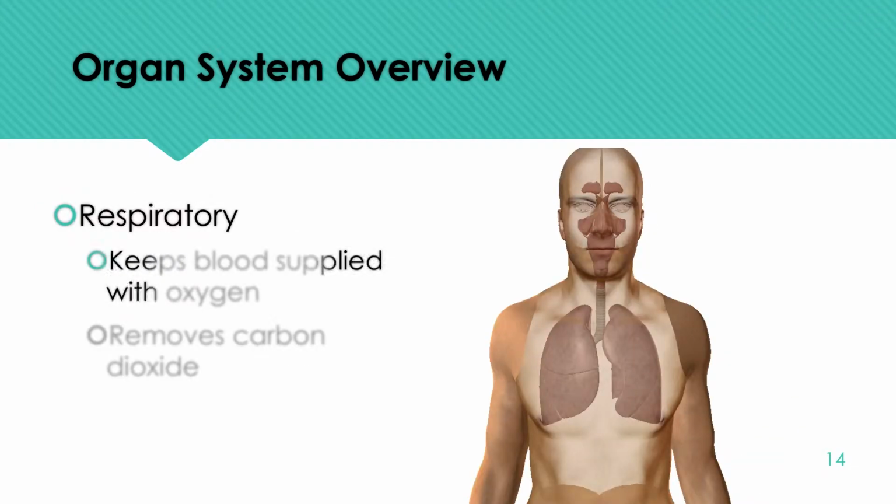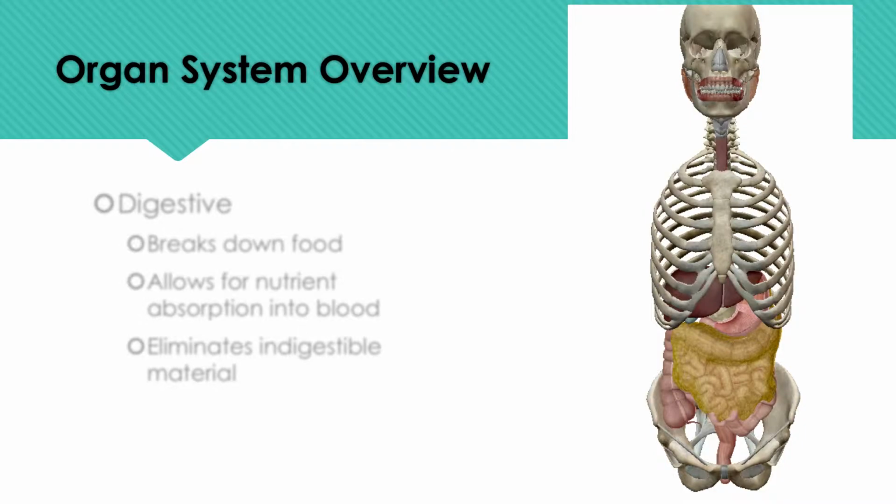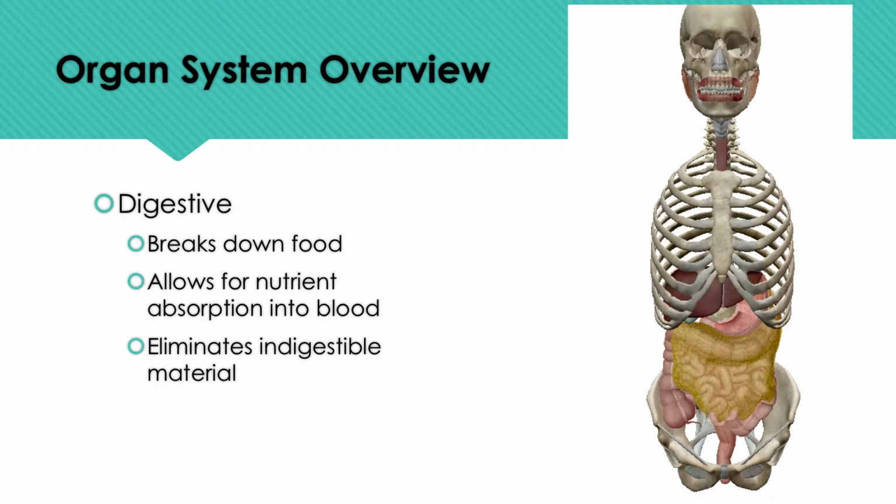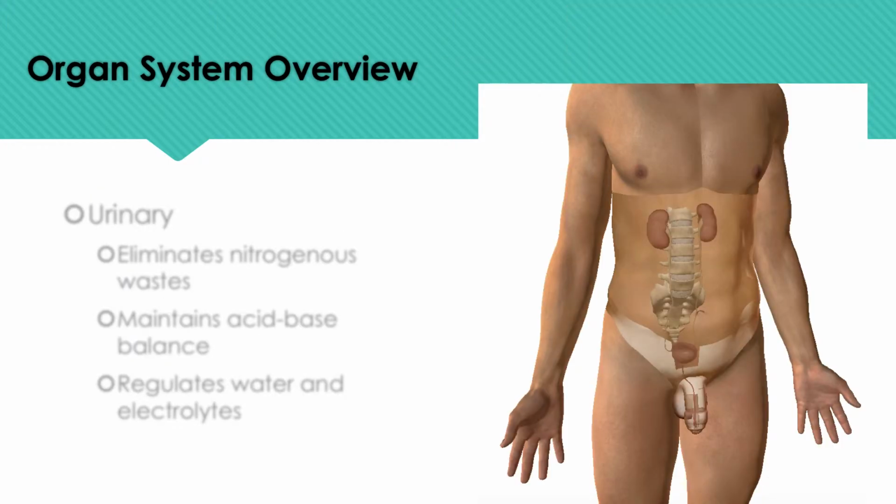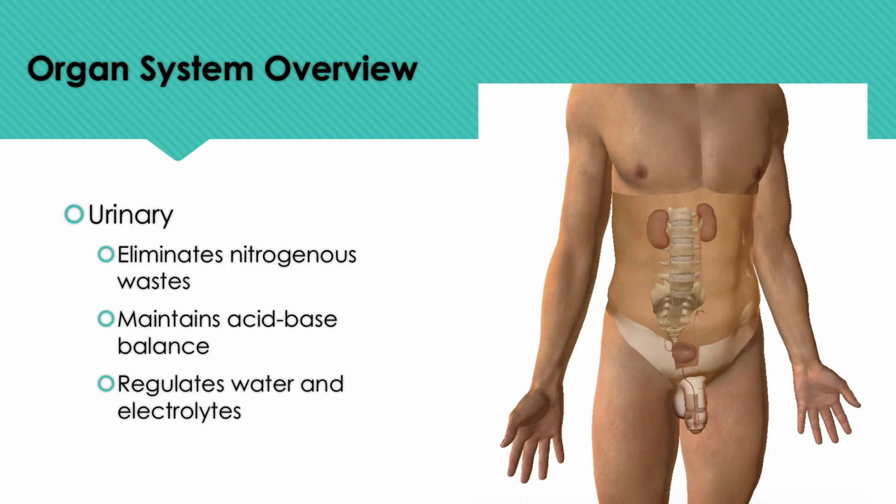The respiratory system keeps blood supplied with oxygen and also removes the waste product, carbon dioxide. The digestive system functions to break down foods and helps us absorb nutrients from those foods and puts that into our blood. And then finally, we eliminate any indigestible material. Our urinary system eliminates nitrogenous waste, maintains our pH balance, also called the acid-base balance, and regulates water and electrolytes.